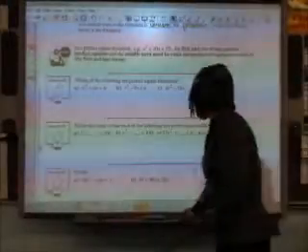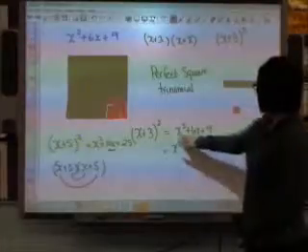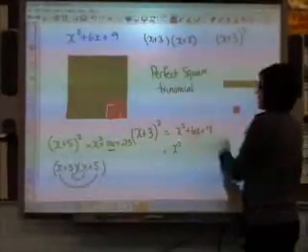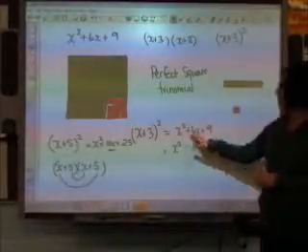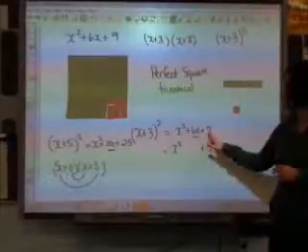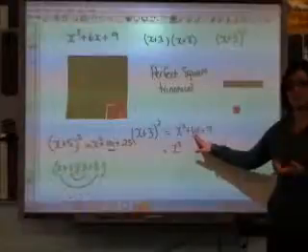So if we go back to what we did, if I have x squared plus 6x plus 9, I know that x squared is a perfect square. I know that 9 is a perfect square. How do I know that 6 fits in there? You could square root 9, and you get 3, and 3 plus 3 is 6.